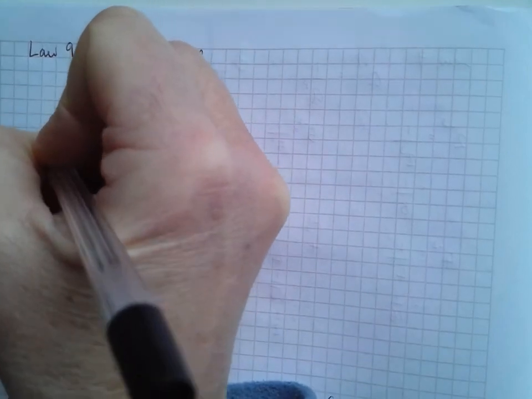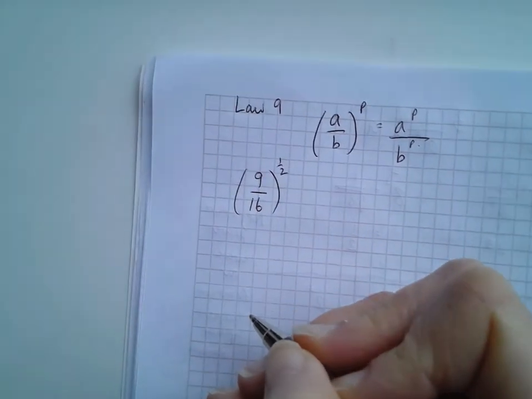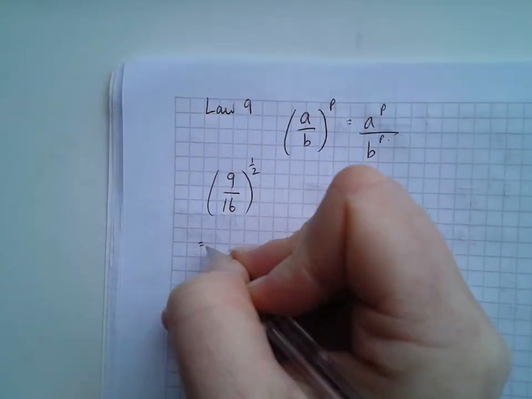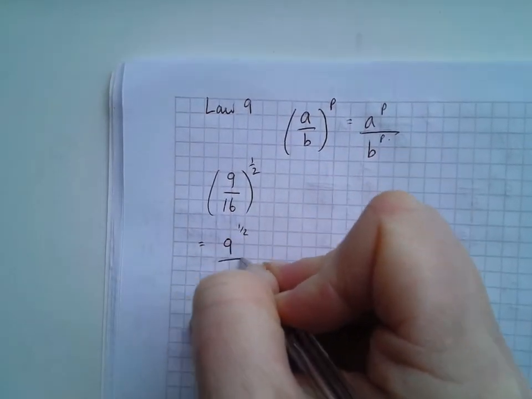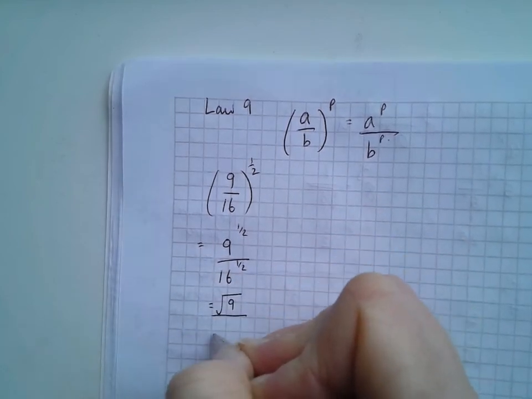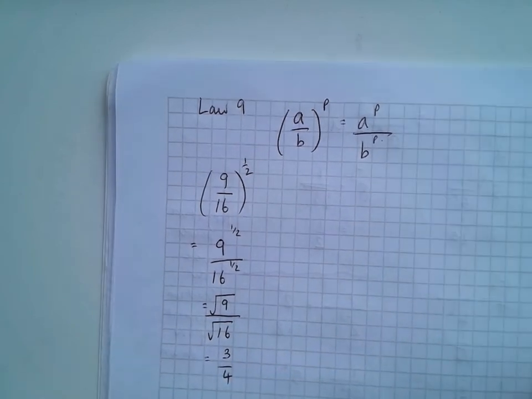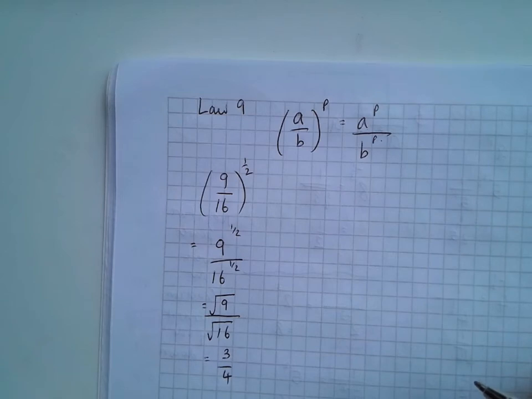9 over 16 to the power of a half. 9 over 16 to the power of a half, that would be the same as 9 to the power of a half over 16 to the power of a half, which is the same as the square root of 9 over the square root of 16, which would be 3 over 4. Okay, that's a lot, isn't it? It's a lot trying to deal with those two things.